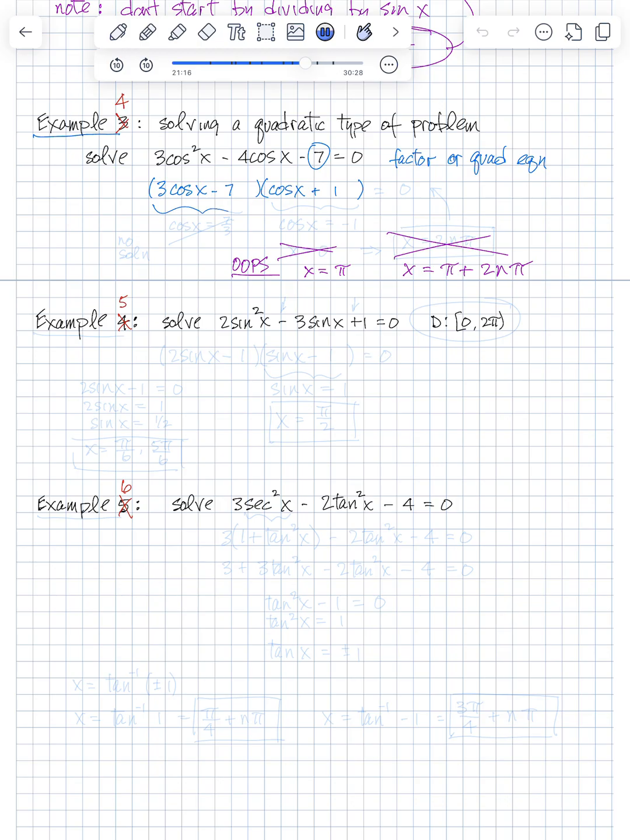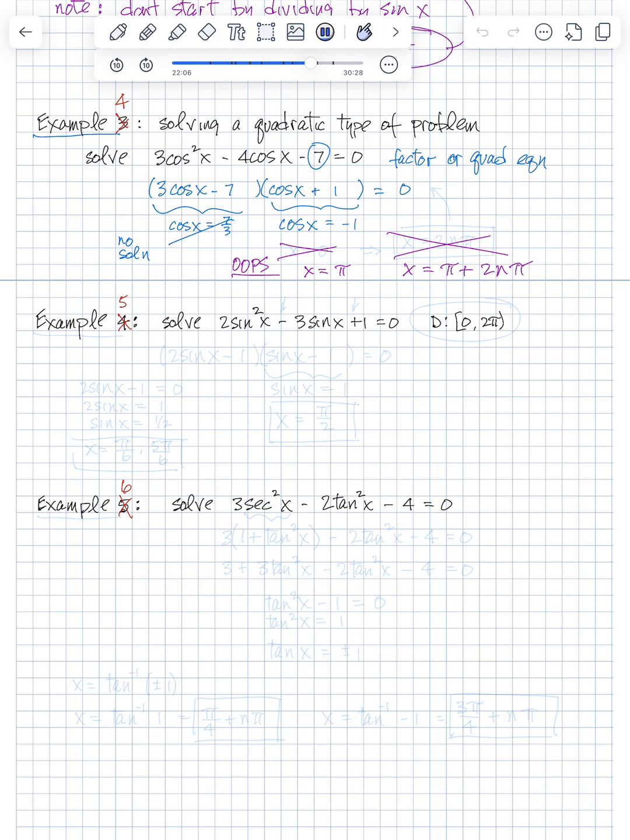And remember, these are equal to 0, so each term has to be equal to 0. So if we set the first term equal to 0, we add 7 to both sides and divide by 3, which gives us cosine x is equal to 7/3. Well, right away we know this is no solution because it's outside of the range. Cosine can only range from -1 to 1. Anything outside that, it's no solution. So we'll go to our second. Cosine x plus 1 equals 0, so it gives cosine x equals -1.